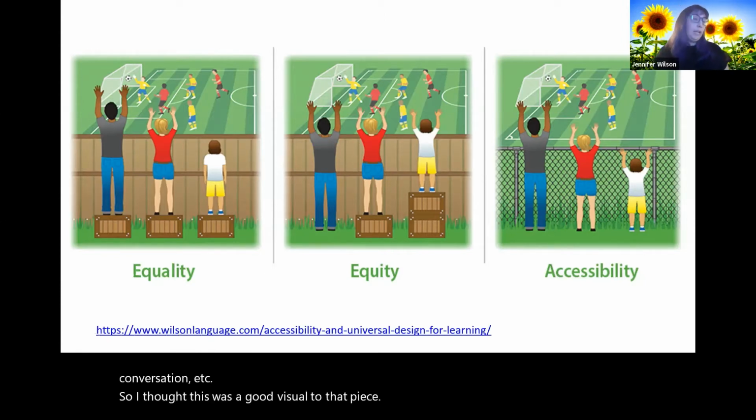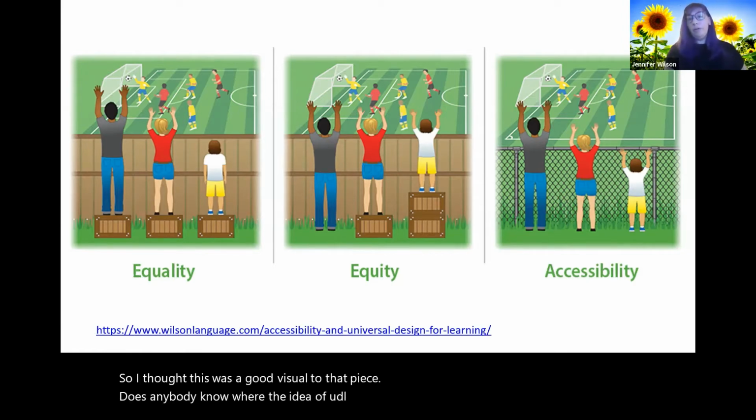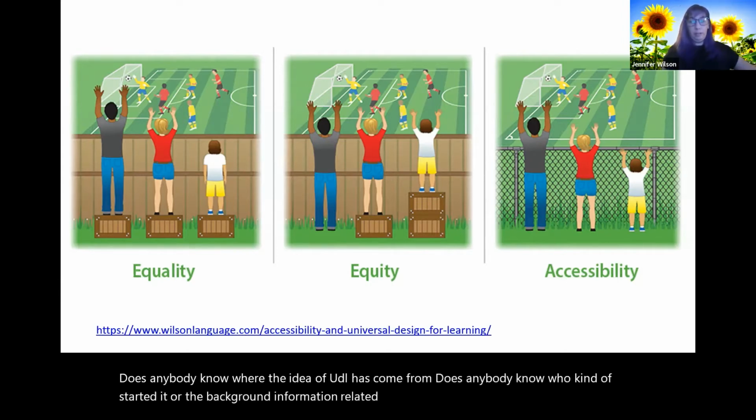Does anybody know where the idea of UDL has come from? Does anybody know who started it or the background information related to it? I'm going to stop share for a second. I don't see any hands raised, and no one's volunteering in the chat function just yet. Kimberly, I'm right there with you. I don't know the history of universal design either.